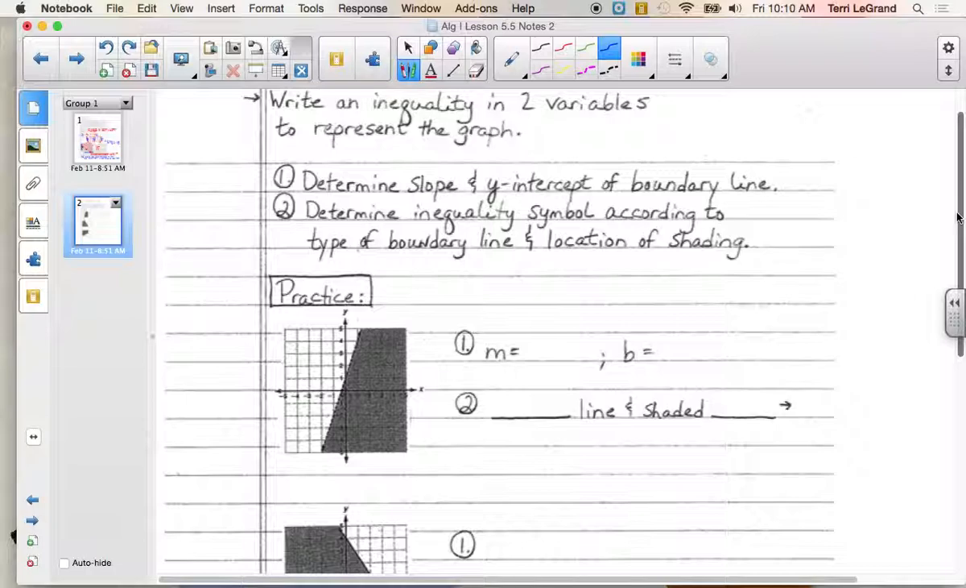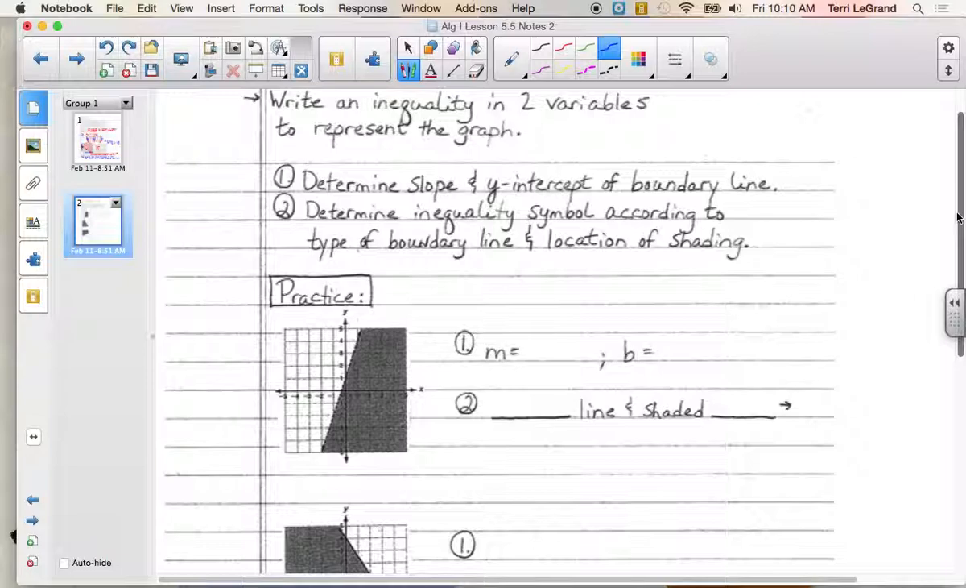I say here's a good plan of attack. Number one. Read that together with me, class. Everybody, number one, together. 1, 2, 3. Determine the slope and y-intercept of the boundary lines. Okay. Can we do that from a line?